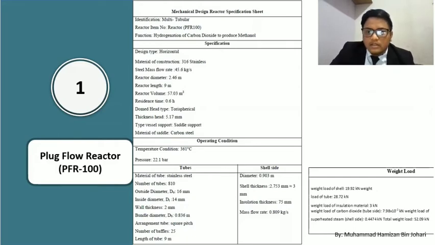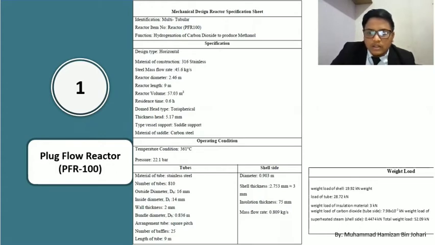Next, the mass flow rate is 44.6 kg per second. Reactor diameter is 2.46 meter. Reactor length is 9 meter. Reactor volume is 57.03 meter cube. Residence time is 0.6 hour. Dome head type is torispherical. I'm choosing this because it has an overall lower length compared to the one with a hemispherical head.